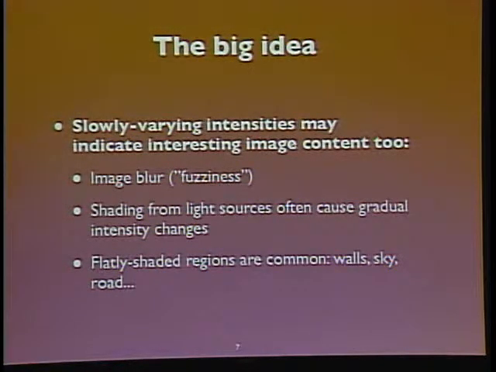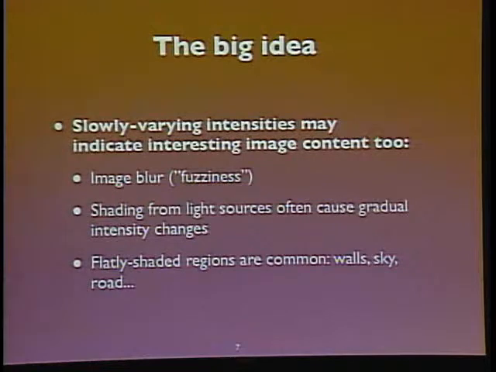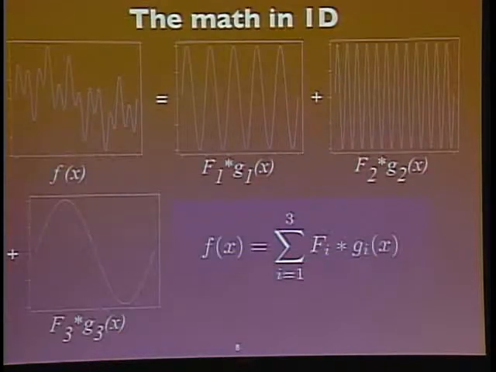And also, if you just want to interpret an image of a scene, and it has walls and people and a floor and clouds and motorcycles in it, you may want to keep track of the fact that the walls are in one part of the image based on the fact that the image intensity does not change very quickly. Most walls tend to be flatly shaded. So that's kind of the big idea.